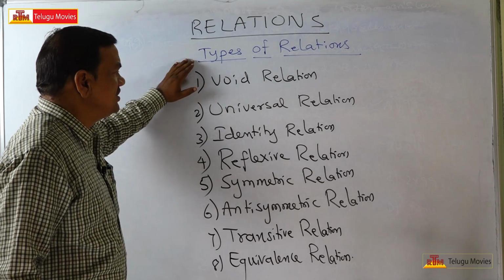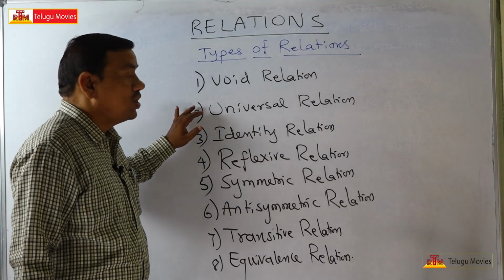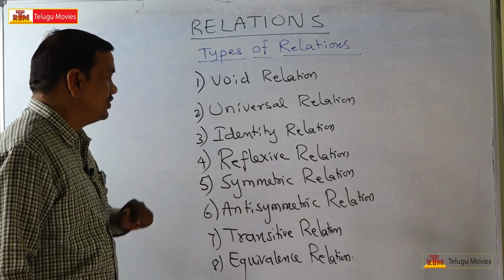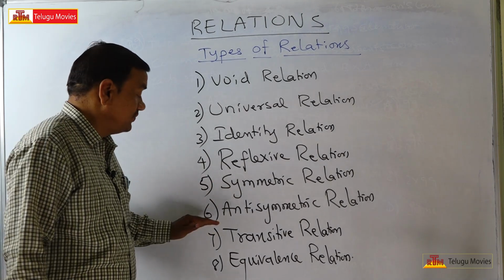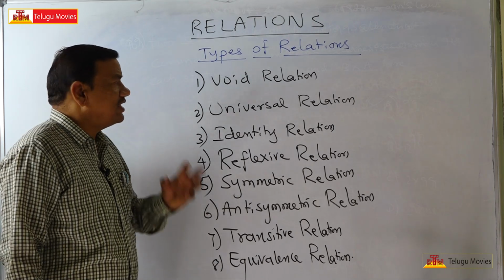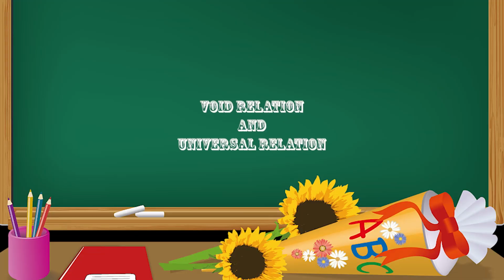So, we have the void relation or empty relation, universal relation, identity relation, reflexive relation, symmetric relation, anti-symmetric relation, transitive relation and equivalence relation. Let us discuss these relations one by one.